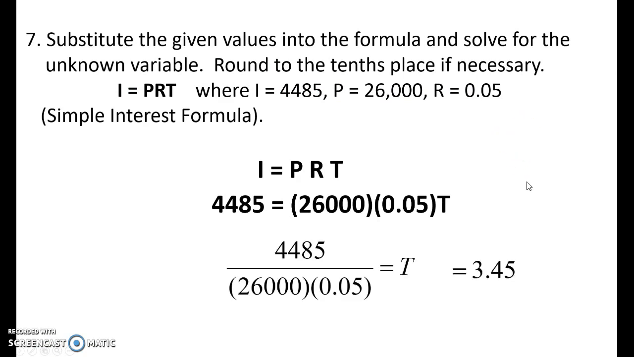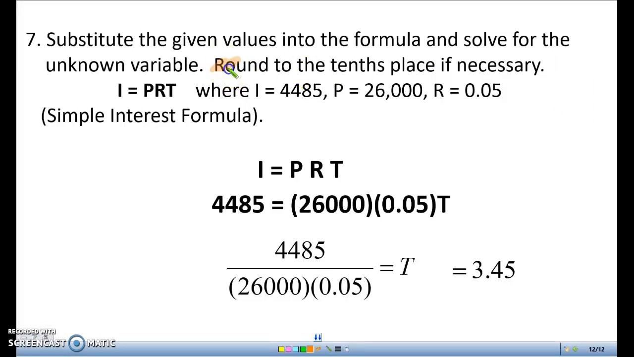And you get 3.45. Now, go back. It says round to the 10th place. This number right here is in the 10th place. With the decimal point, it goes tenths, hundredths, thousandths, 10,000ths. If we're rounding to the 10th place, the number in the hundredths place decides if the number in the 10th place stays as it is or goes up one.